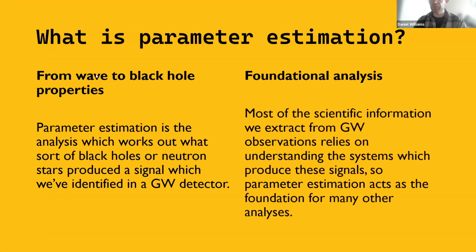So most of the astrophysical analyses, which we do based on gravitational waves, rely on us having these parameter estimation results. So rely on us having worked out what those compact objects are that have collided with each other to produce gravitational waves.